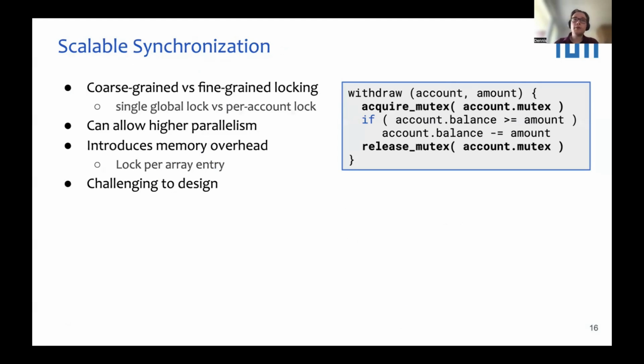Because to withdraw money from account A, you only need the mutex associated with account A. However, this does introduce some additional memory overhead because now we need to keep a mutex for every account. And this can be more challenging to design, especially if you want very fine-grained control. You could have, for instance, a mutex for every independent variable in your program. But that also becomes a bit excessive because then you have significant memory overhead. Although you do have, of course, much greater parallelism.